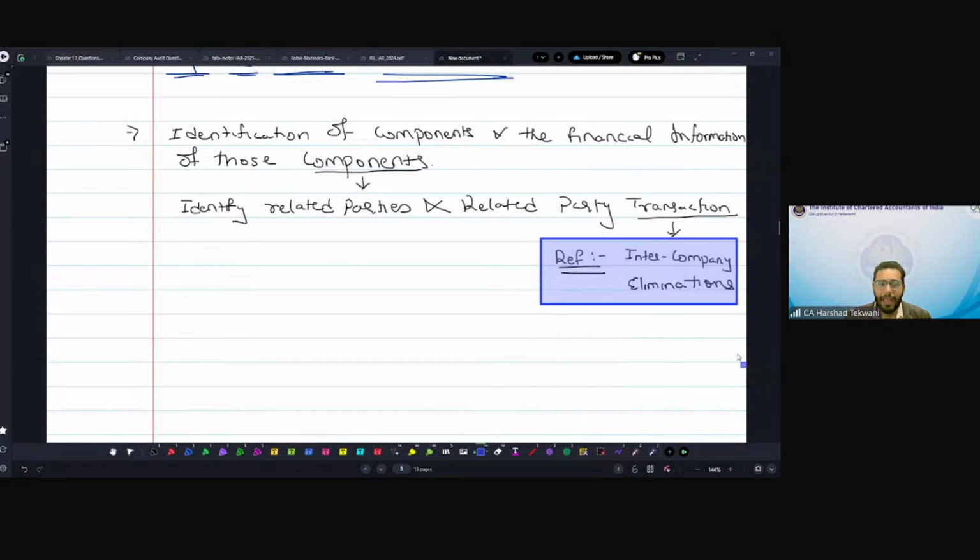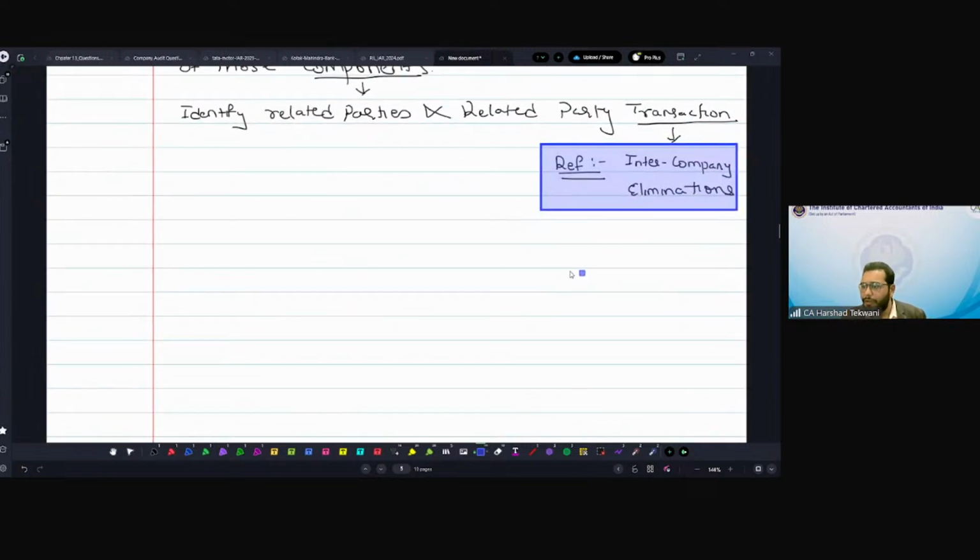Okay, once you identify components and related party transactions, or even before identification of the related party transactions, there is one important point that we are required to do. We need to first understand what the materiality will be for the group and for the components. So I need to calculate materiality for the group and components.